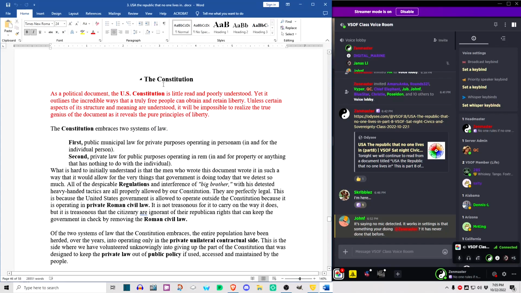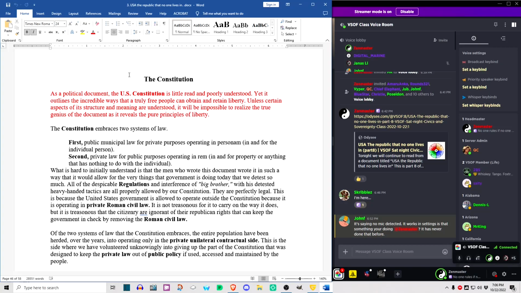So we left off at page 46 with the Constitution. So the Constitution, as a political document, the U.S. Constitution is little read and poorly understood. Yet it outlines the incredible ways that a truly free people can obtain and retain liberty. Unless certain aspects of its structure and meaning are understood, it will be impossible to realize the true genius of the document as it reveals the pure principles of liberty.